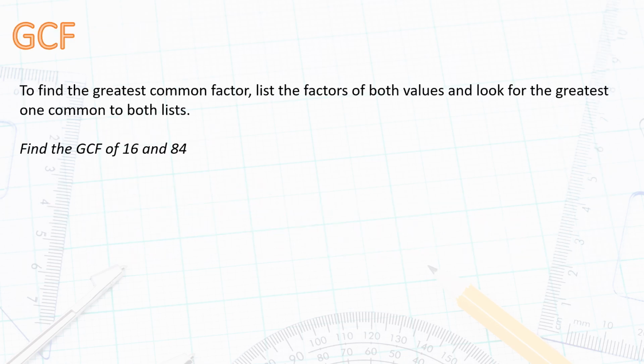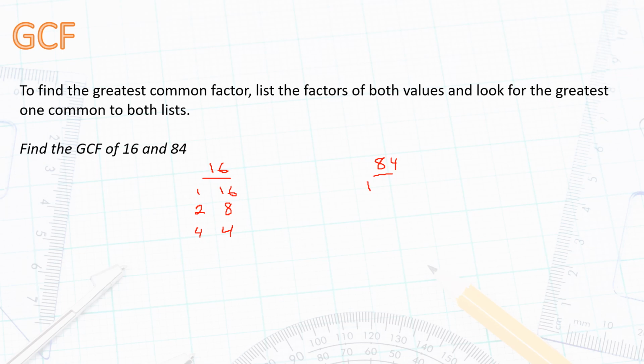Okay, so find the greatest common factor. Same thing we just did, finding factors of a number, but we're also going to do it for a second number, and then we're going to look at the two lists we create and see what is the largest factor that appears on both lists. So our two numbers in this case are 16 and 84. So factors of 16: 1 and 16, 2 and 8, 3 is not, 4 and 4. So 16 is a nice easy one to do.